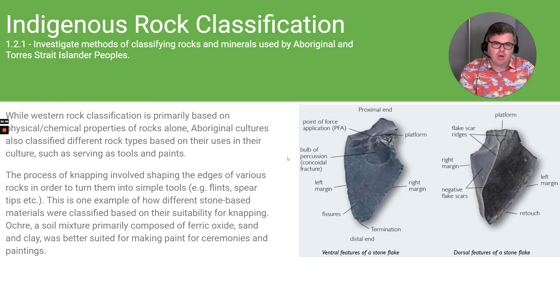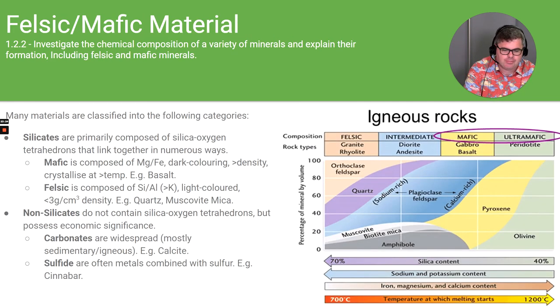Now, Aboriginal culture and knowledge of geology was based around their uses. Could the stone be used to hammer other materials into shape? Could it be used to make a stone flake? Could it be used to be ground into a paste, to be used to apply as like paint or something? Now, one material that became very important was ochre. Ochre is a soil mixture primarily made out of ferric oxide and sand and clay, and it was used for making paint for various ceremonies.